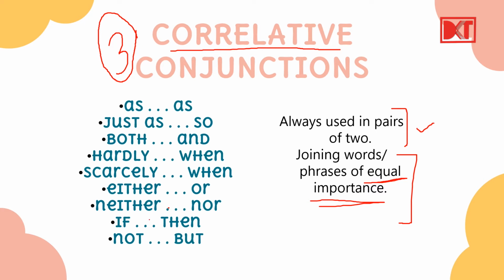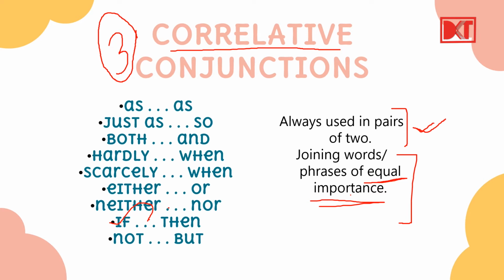Suppose we say, if you go out for a movie today, then you won't get any time to do your homework. All right. So इसमें दोनों जो sentences हैं, दोनों जो phrases हैं, they are of equal importance. And यहाँ पे if and then both of them are being together. So they are being used in pairs.